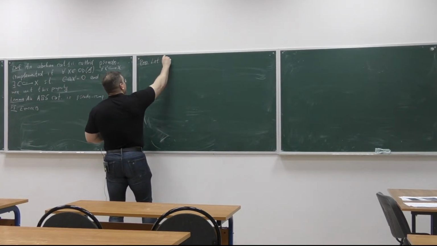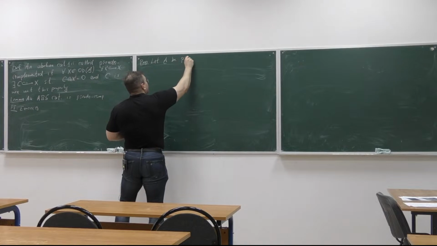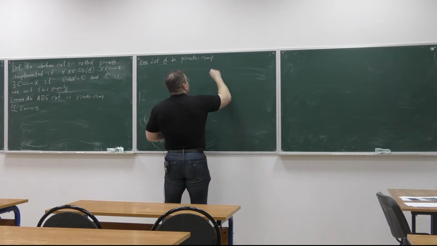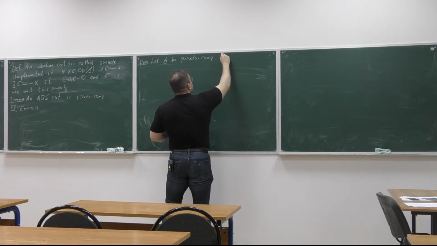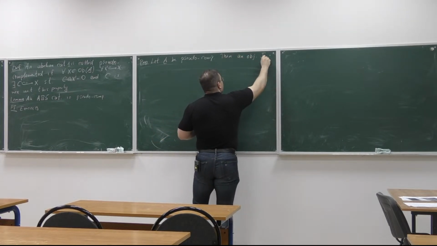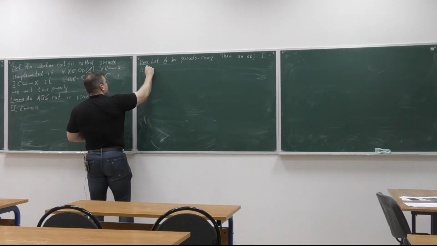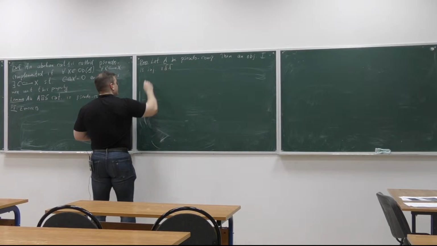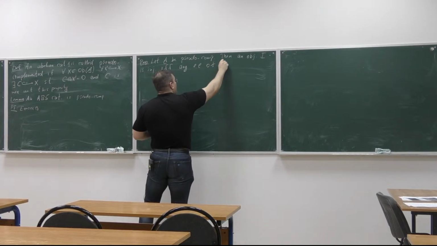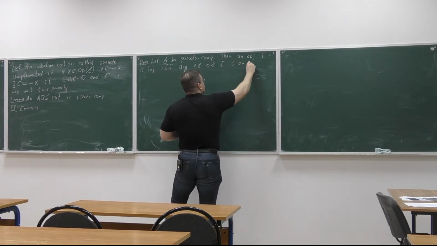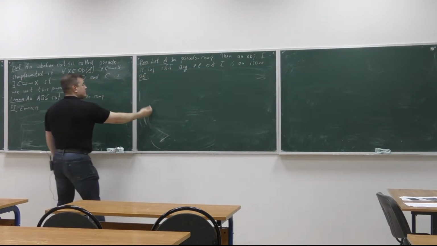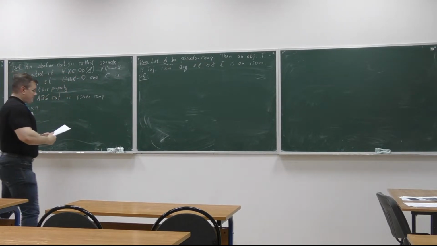So let A be pseudo-complemented. Then, in this case, an object I is injective if and only if any essential extension of I is an isomorphism. So that's a very useful characterization of injective objects.